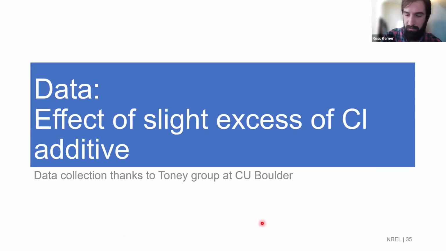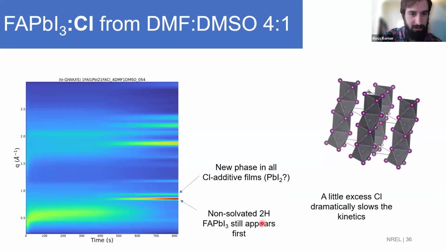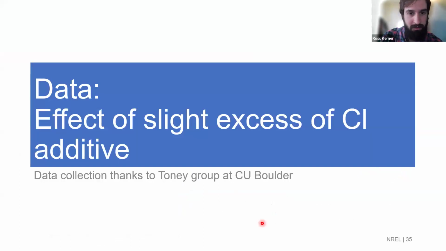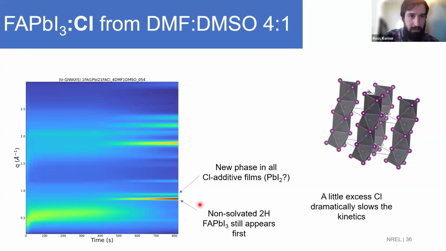But I do see one sample, so you'll see it in one sample, so you get to see what that looks like. And now we move on to the chloride additive. Start with our control of just FAPBI3 with chloride additive. We see a new phase that nucleates along with the 2H phase. Chloride also helps to slow the kinetics down a lot.